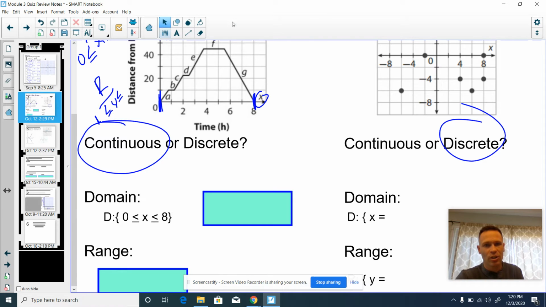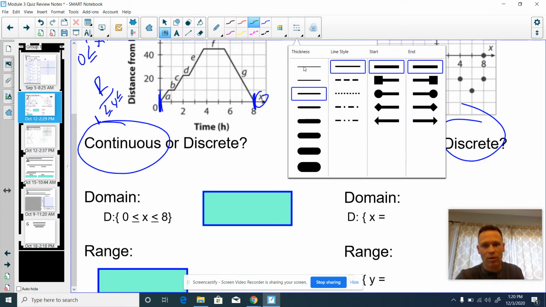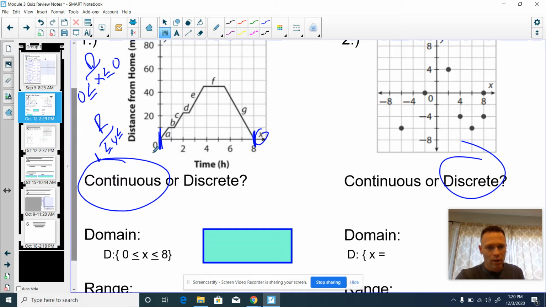Now for range, I do the same exact thing, but for the y. My y goes down to 0, and its maximum value, I'm going to say that's about 45. So it goes to 0, but then goes all the way up to 45.